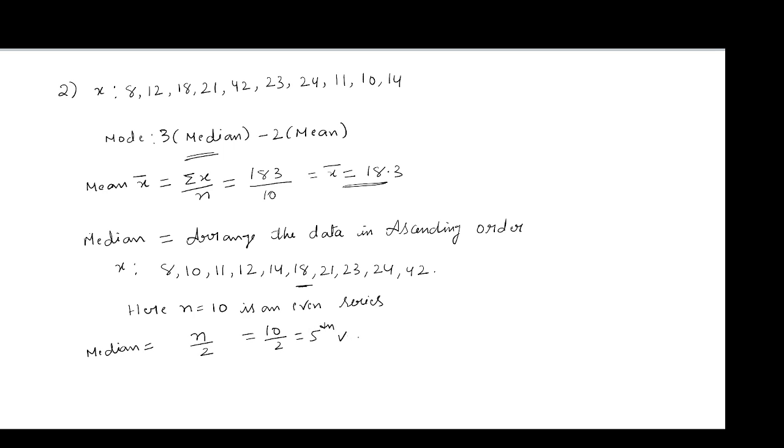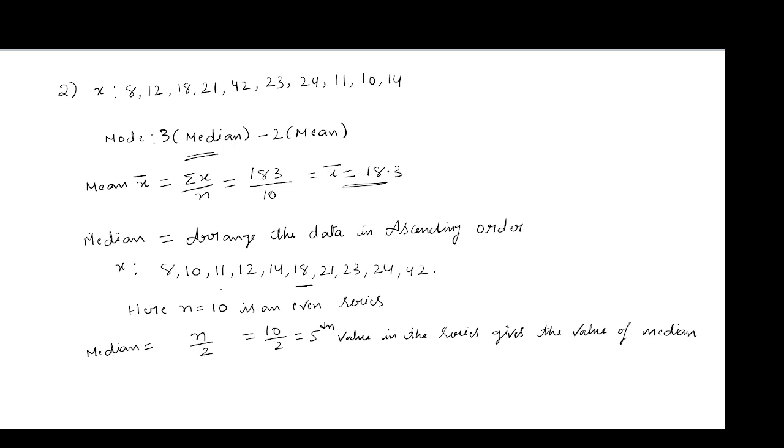So the fifth value in the series gives the value of median. Since it is an even series, we have to use the formula n by 2. N is 10. 10 divided by 2 is 5. So the fifth value in the series gives the value of median.